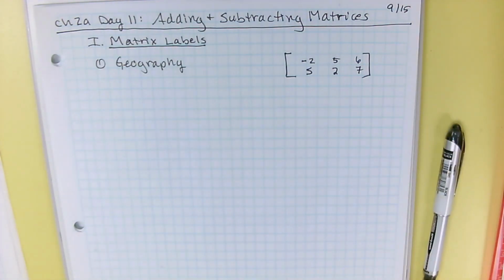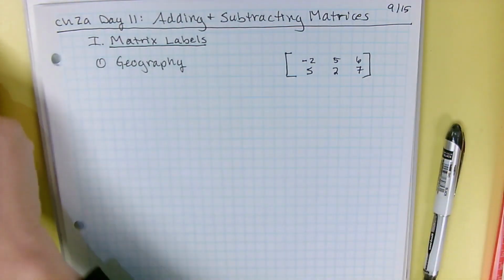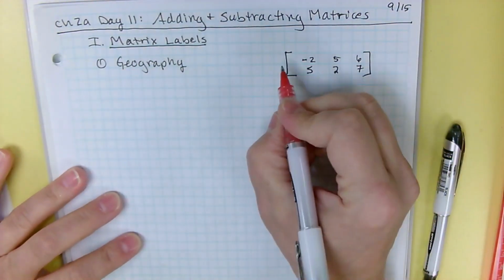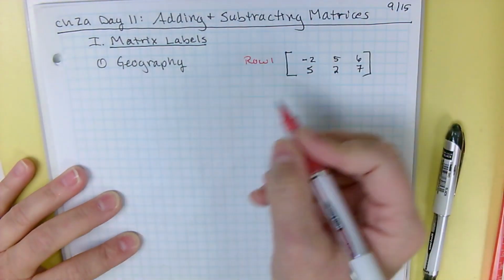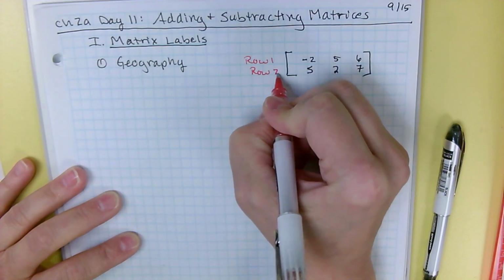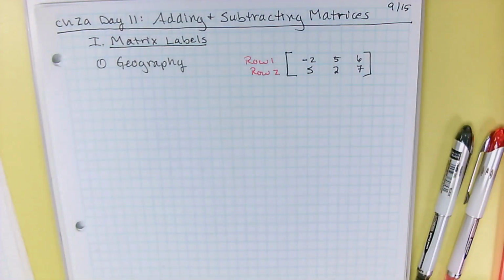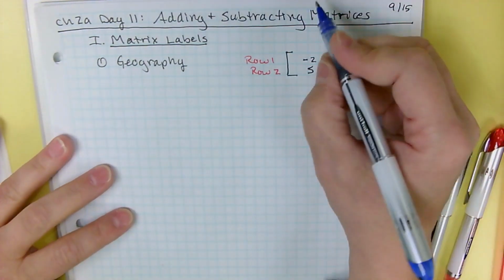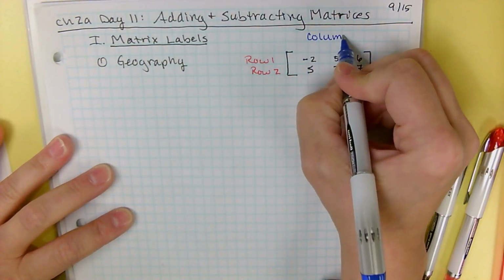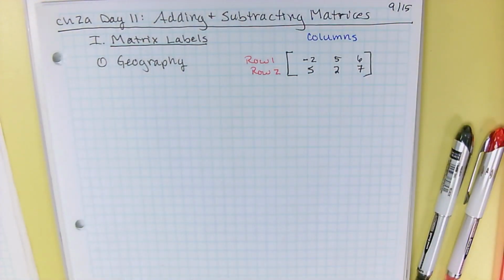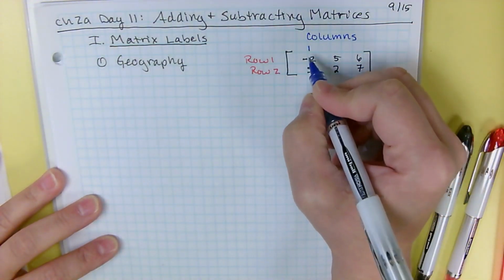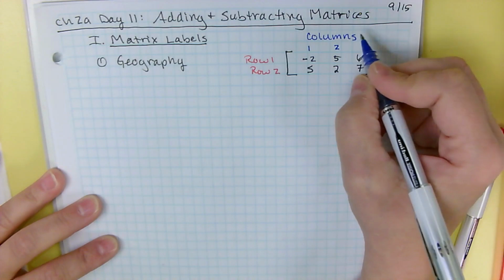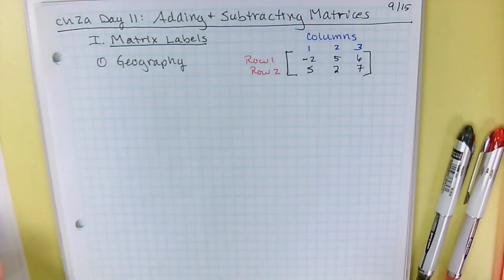Now, to keep track of matrices, we track rows and columns. So rows, this top one we would call row 1. The next one down would be row 2. And then we also refer to them by their columns. And the columns go left to right. So -2 over 5 is column 1. 5 over 2 is column 2. 6 over 7 is column 3.